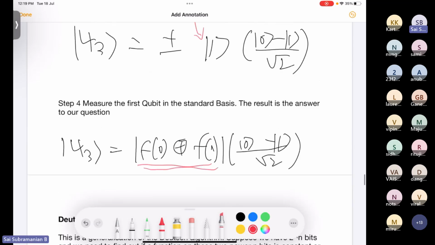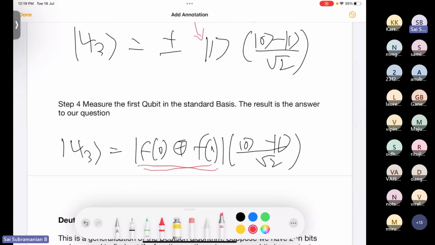So with just one operation of f, we are able to find out f of 0 exclusively or f of 1. This would take two operations classically. And we did it by operating f only once on one qubit.